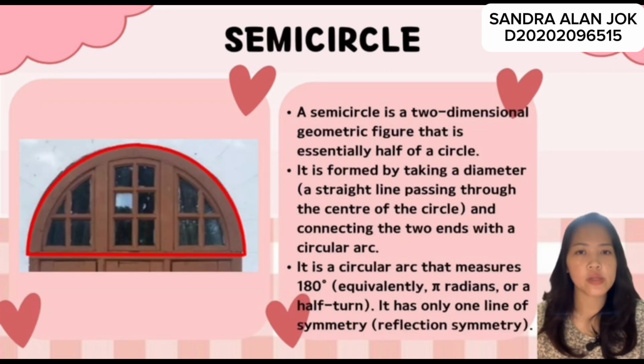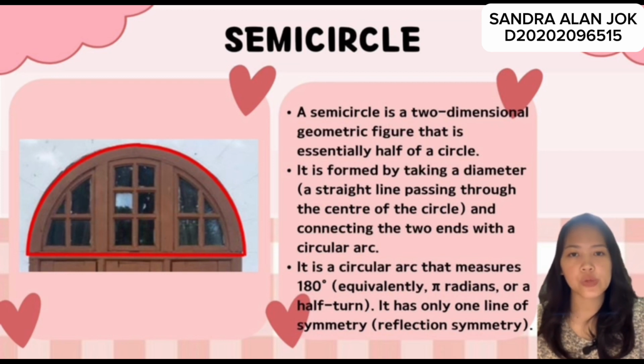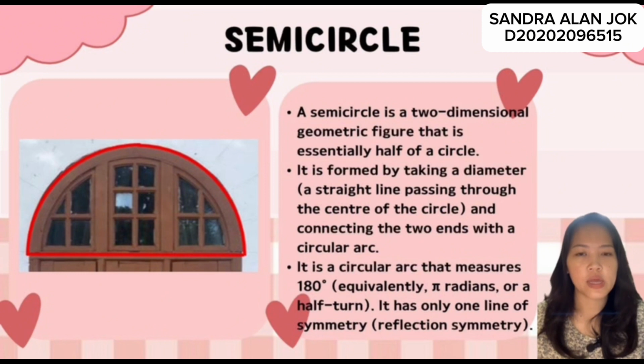A semicircle is a two-dimensional geometric figure that is essentially half of a circle. It is formed by taking a diameter, a straight line passing through the center of a circle, and connecting the two ends with a circular arc. It is a circular arc that measures 180 degrees, equivalently pi radians or a half turn. It has only one line of symmetry, which is a reflection symmetry.